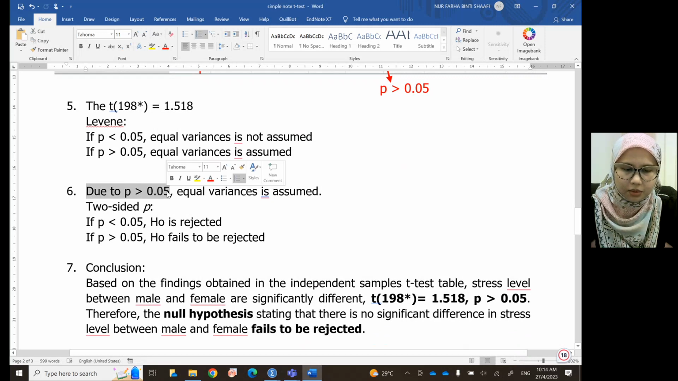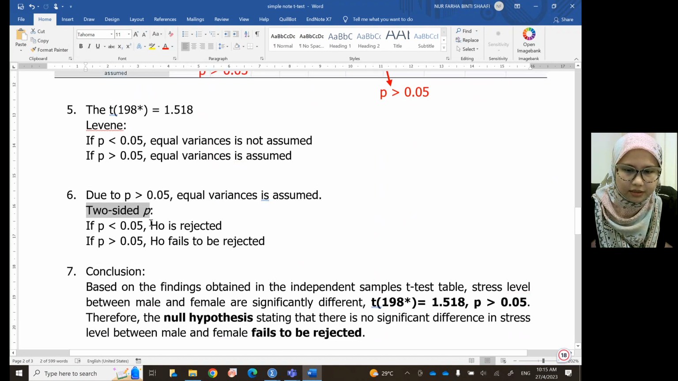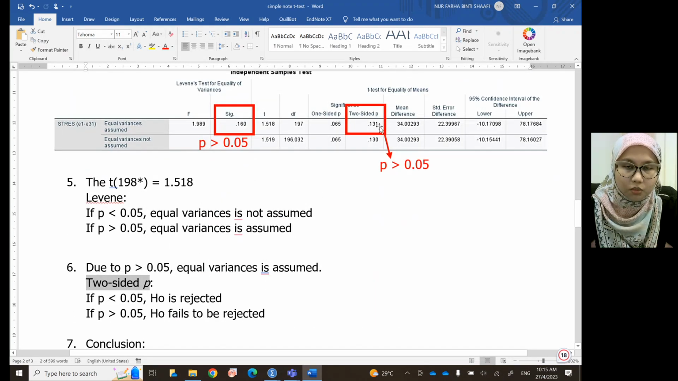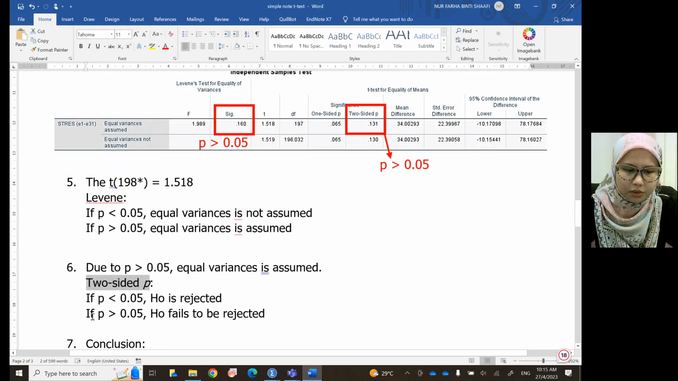Next, you look at step 6. Due to P more than 0.05, equal variance is assumed. Just now it's the same. Your value under two-sided P just now is 0.13, right? Because the value is more than 0.05, your null hypothesis fails to be rejected.